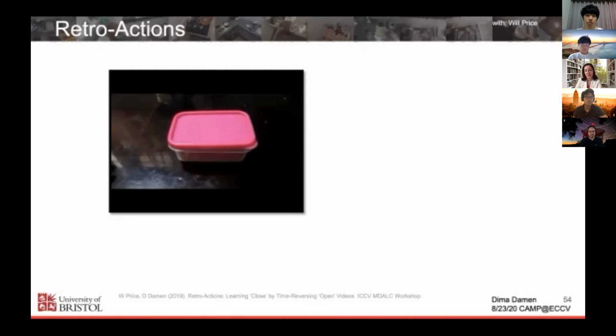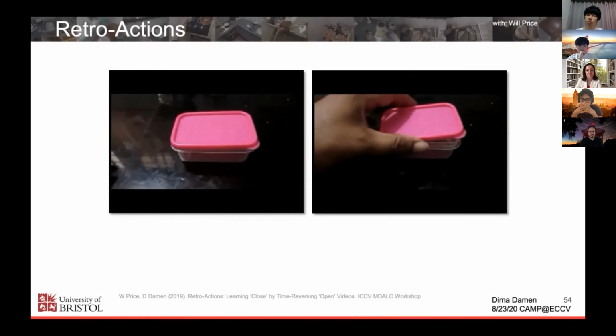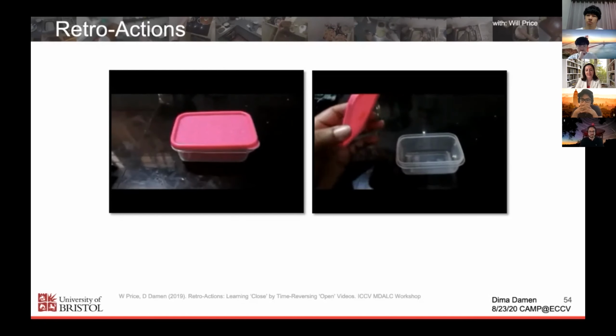And I hope some of you will come up with an understanding that this is a closing of a box or a closing of a Tupperware. The trick is, this video was never captured. This action never happened. This is the action that has actually taken place. And what we've been looking at is a time reversed version of this action.